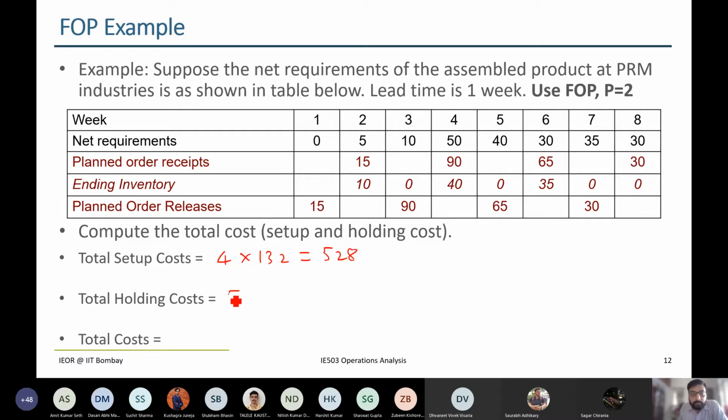Total holding cost is nothing but the sum of inventory into H. H is again 0.6, so that is given again. Remember, K is 132 and H is 0.6, already given to us. So here the sum of all the inventory is 10 plus 40 plus 35. So 85 units into 0.6, which is rupees 51. So total cost is 528 plus 51, which is 579.